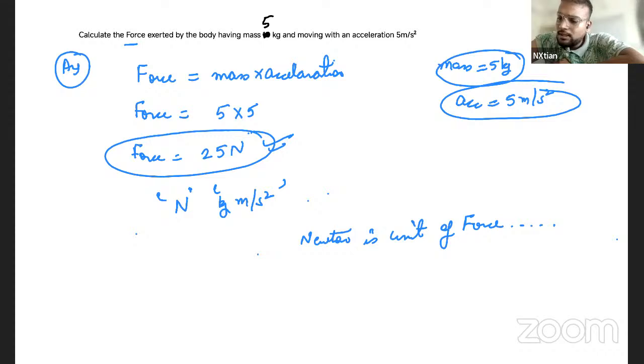Okay. So now take out page number 233. Page number 233. Module number 3. Force.